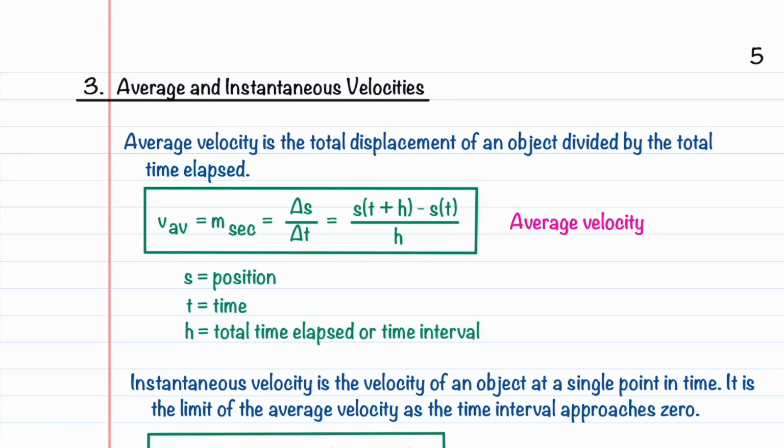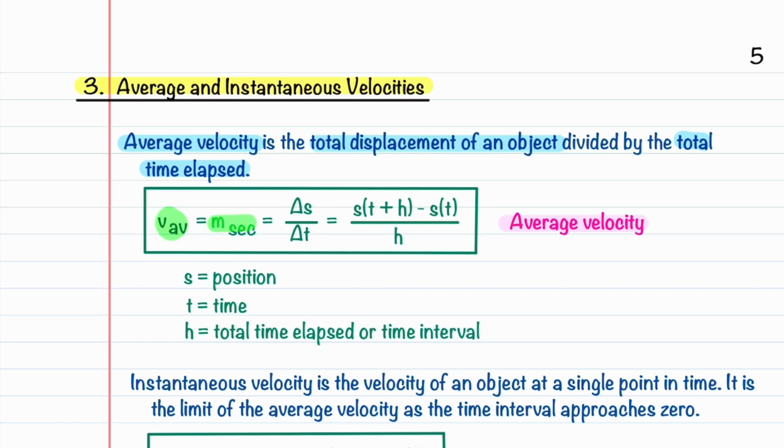We're now going to learn how to find average and instantaneous velocities. Average velocity is the total displacement of an object divided by the total time elapsed. I've written down our formula for average velocity. It's notated as V sub AV.